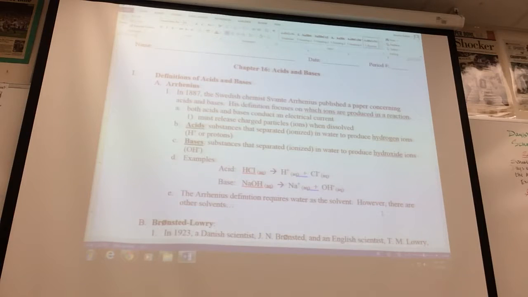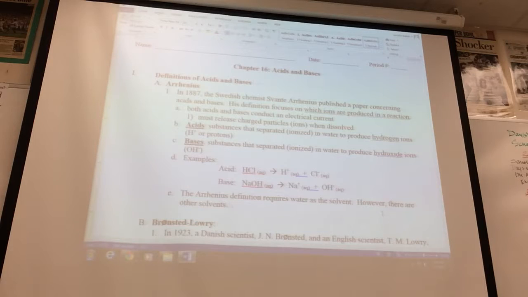Back in 1887, a Swedish chemist published a paper talking about acids and bases. His focus was on which ions get generated when the substance is dissolved in water or mixed with water. And what he found was, regardless of whether you dissolve an acid or a base in water, both acids and bases conduct electricity. So if you hook the solution up to some type of electrical source or a light bulb, the light bulb will illuminate.